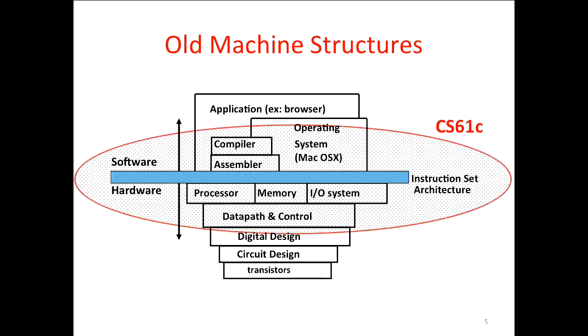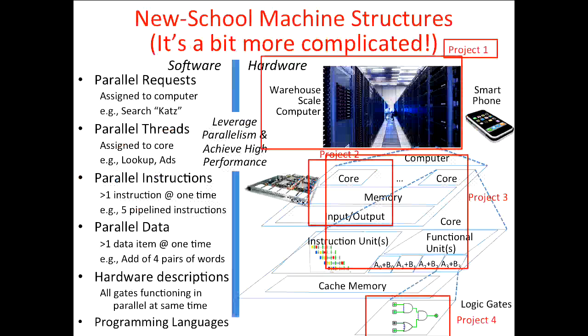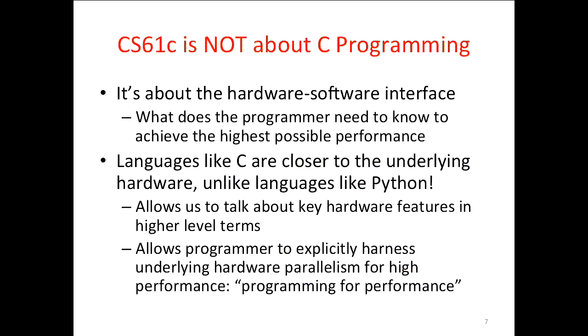And the old style machine structure is really about one system, this one little stack. But as you've seen this semester, we're dealing with way more complicated systems, massive parallel systems. We told you about those systems all the way down to individual transistors and gates.